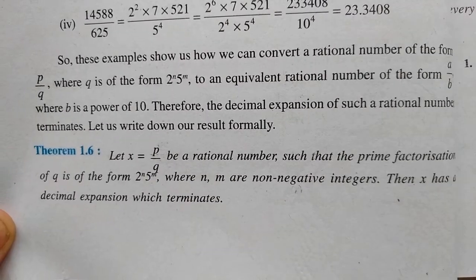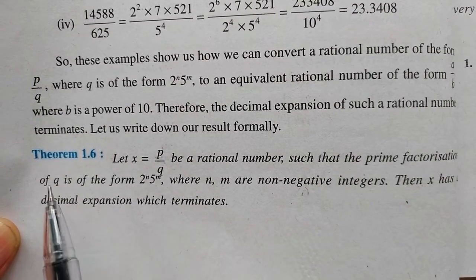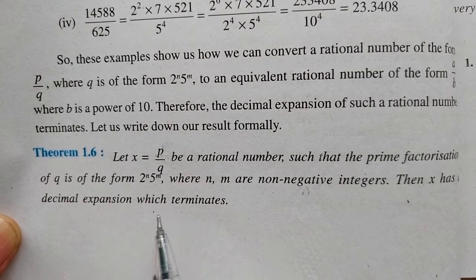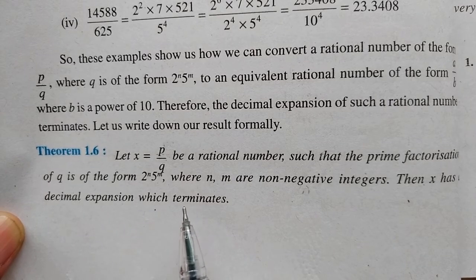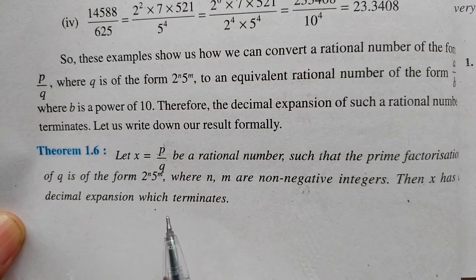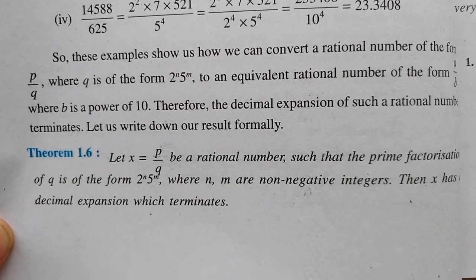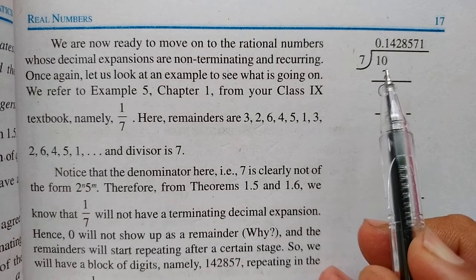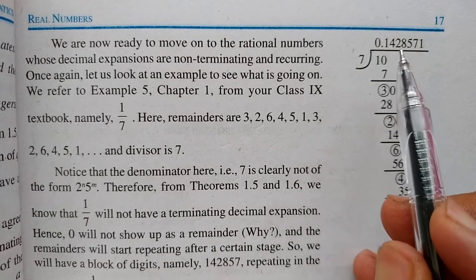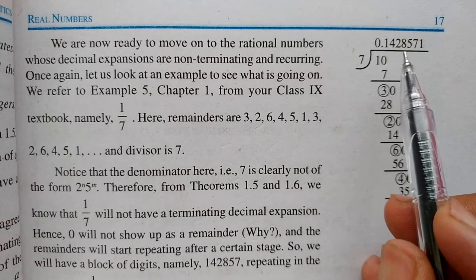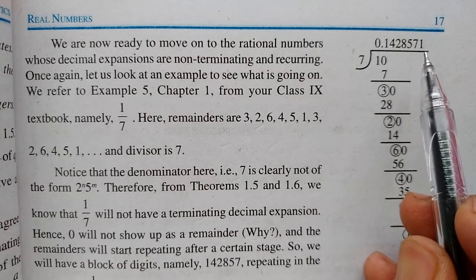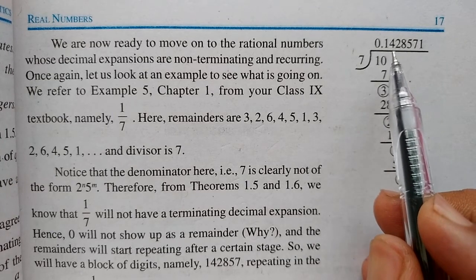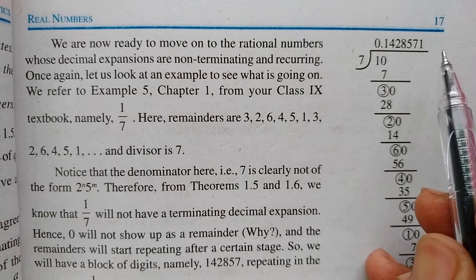Okay. Now children, you may have a question: if q is not in this form, then what will happen? The answer is simple: the decimal expansion will not be in terminating form, but it will be in non-terminating recurring form. Let us see one example. Now children, in this example, 10 is divided by 7. You can see that like this, 1, 4, 2, 8, 5, 7, again 1. So this part is non-terminating recurring. Clear?